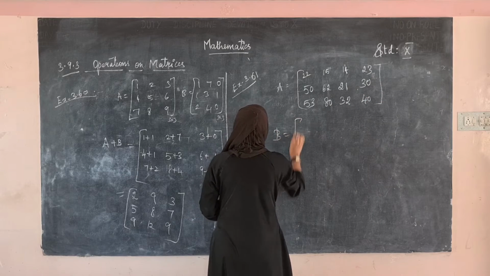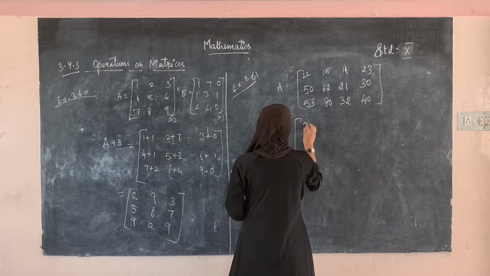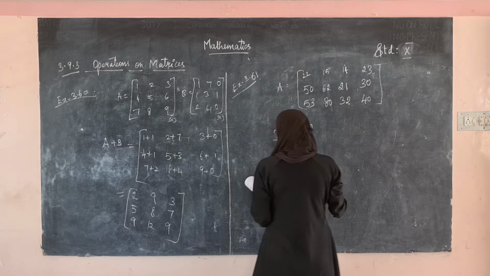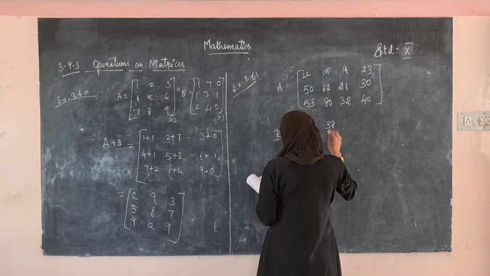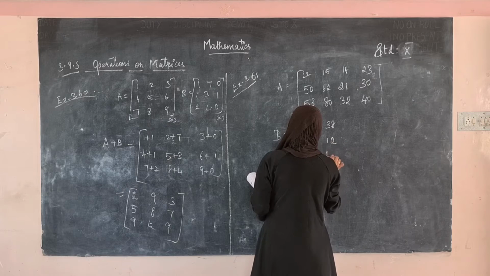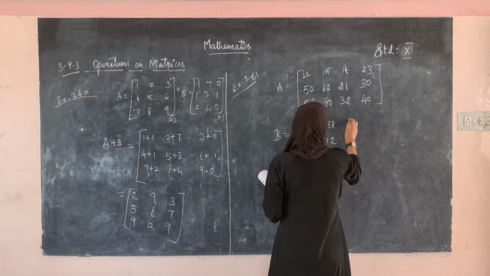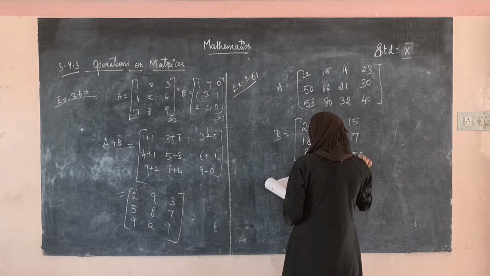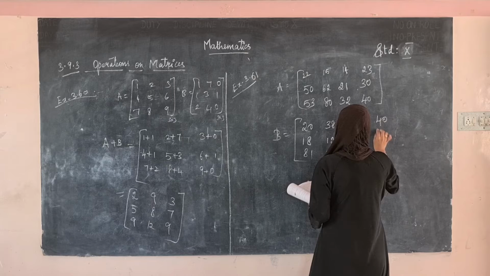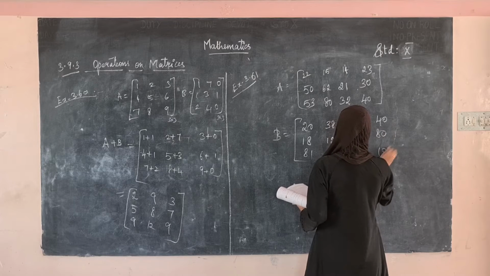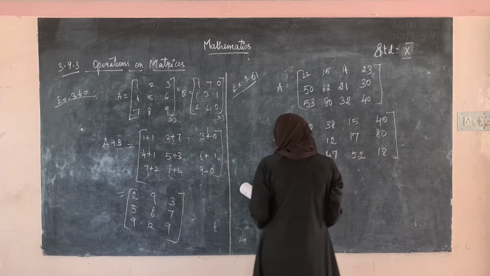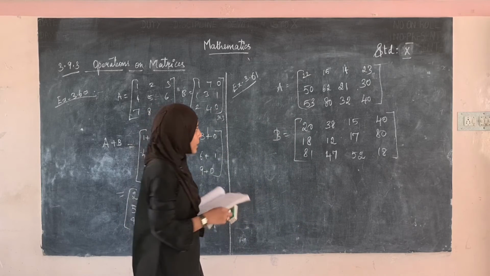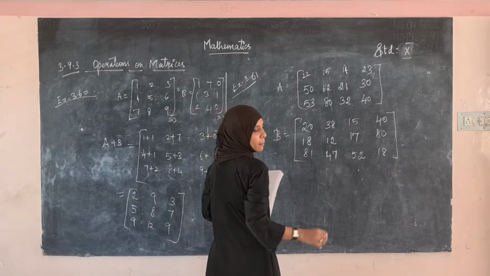And now the matrix B they have given is 18, 81, 38, 12, 47, 15, 17, 52, 40, 80, 80. What we have to find? Find the total marks of both the examinations for all the three groups. Total marks means we have to find A plus B.